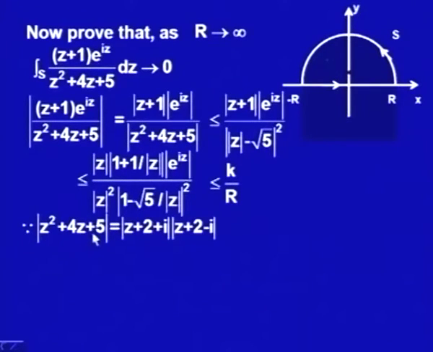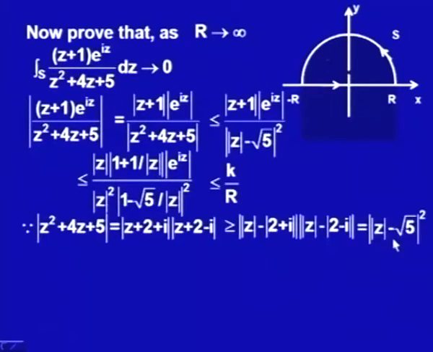This z square plus 4z plus 5 has the factors (z plus 2 plus i) into (z plus 2 minus i). Again writing it, this is greater than or equal to mod z minus mod of (2 plus i), and mod z minus mod of (2 minus i). The absolute value of 2 plus i is square root of 4 plus 1, that is square root of 5. Similarly, the absolute value of 2 minus i is also square root 5. So, this is simply mod z minus square root 5, whole square. This is the explanation for this denominator.